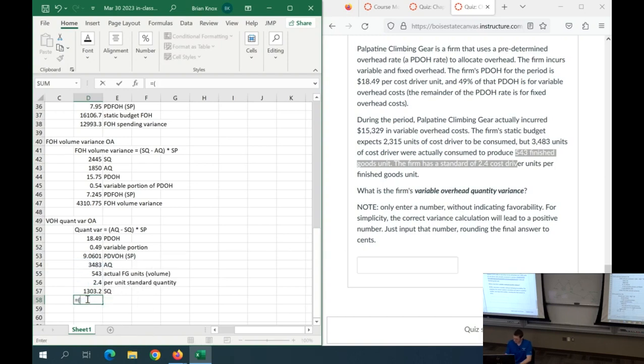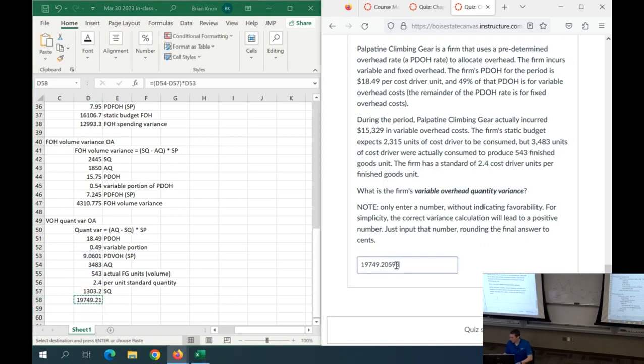In that parentheses. It's just that. Okay. Actual quantity minus standard quantity times standard price. So actual quantity minus standard quantity with that in parentheses, that difference, then multiplied by standard price. So that should be our unfavorable volume overhead quantity variance, if I've copied over everything right.